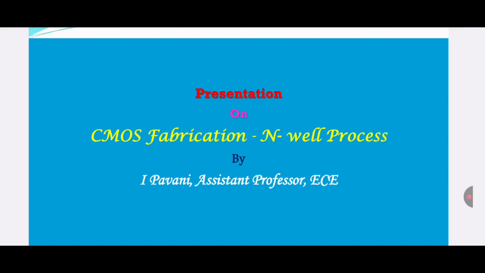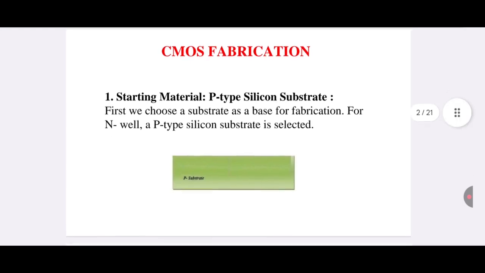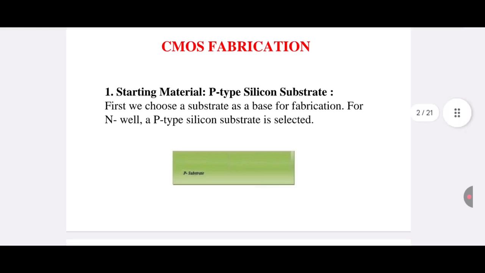So we can fabricate a CMOS inverter by using different processes. In this lecture, we will discuss using the N-well process. In this CMOS fabrication, the first and foremost step is to select a P-type silicon substrate. Firstly, we will select the pure P-type silicon substrate and then we are going to form an N-well. Here the substrate and the well should be opposite to each other. That means since we have taken a P-type substrate, we need to form an N-well.